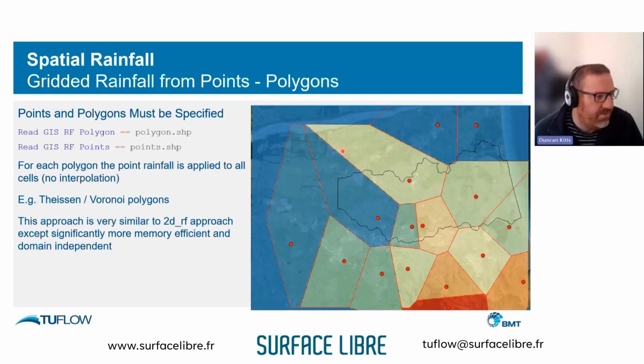Alternatively, we could use polygons. This basically says all the cells within this polygon will take their rainfall profile from this location. That's very similar to the 2D RF approach, but it is more memory efficient. So if you've got very large areas, this might be something to bear in mind: using a grid with the interpolation approach, rather than using 2D RF polygons.